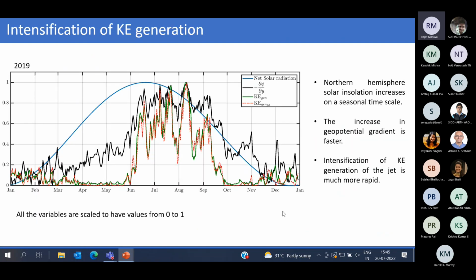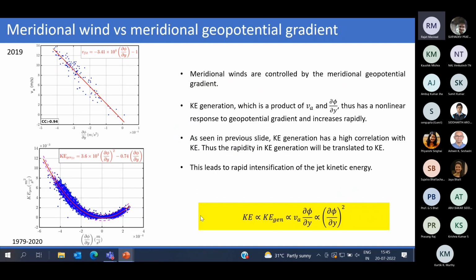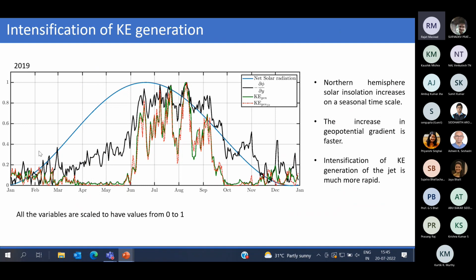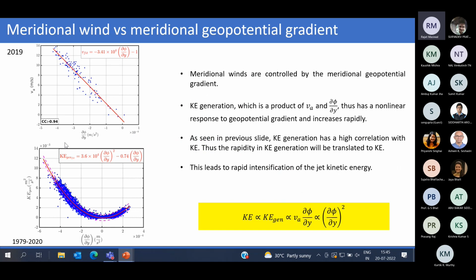and this leads to the nonlinear increase of your kinetic energy generation, and then further kinetic energy, which is correlated with kinetic energy generation. This can be seen in this plot. Here I have plotted the net solar insolation in blue, and you can see how slowly this insolation evolves, on a time scale of more than a month. And we have this geopotential gradient, which is rapid, but not as rapid as the kinetic energy generation given by the green curve. Also plotted is the red dotted line, which shows the kinetic energy generation coming from this quadratic model that we obtained from the least squares fit.